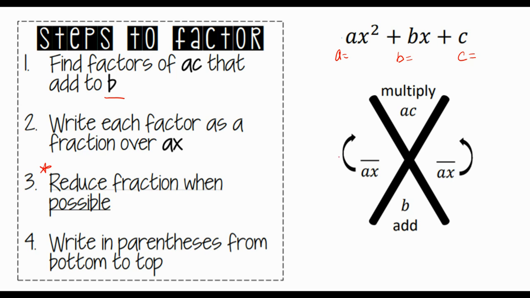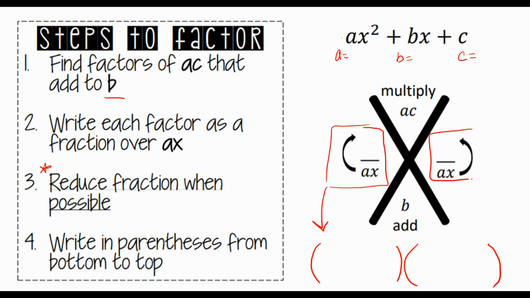And then whatever this is, we're going to read from bottom to top. We're going to write our parentheses because our final answer is always a factored form. So whatever this reduced fraction becomes our factor, and whatever this reduced fraction becomes my other factor. Again, we're going to write the parentheses from bottom to top.